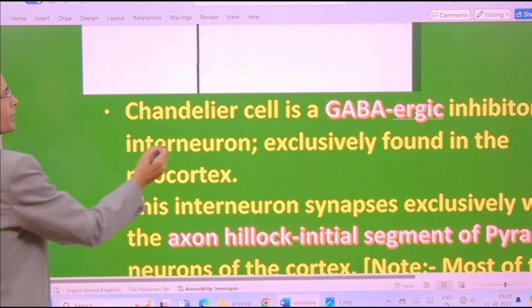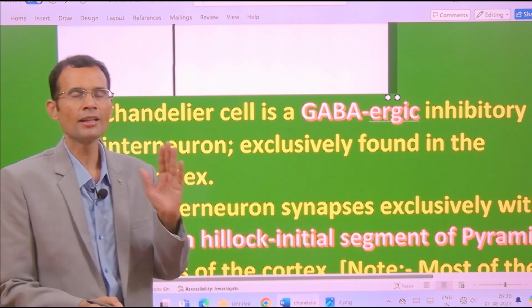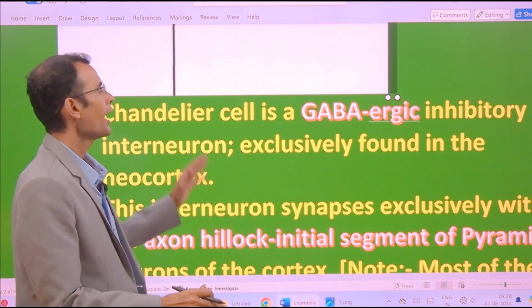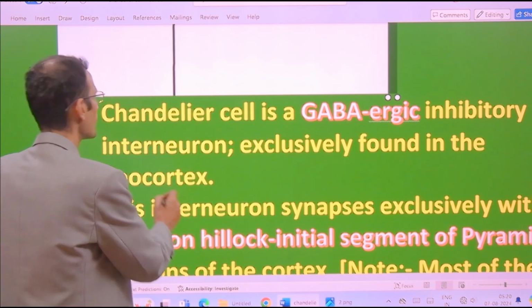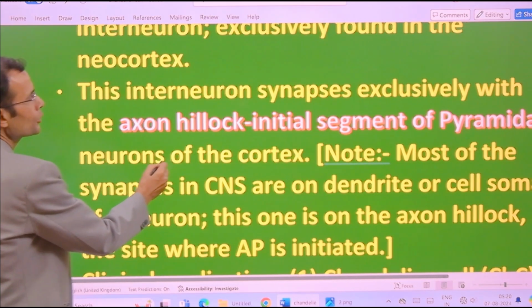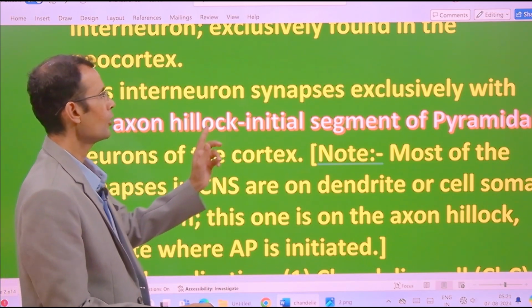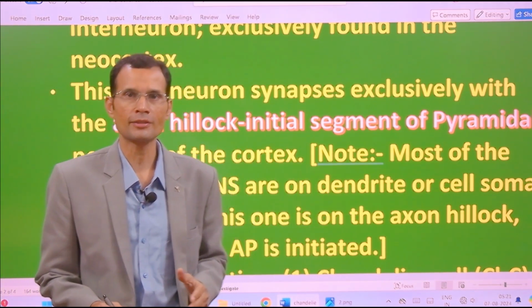So let's see what this cell is. Chandelier cell is a GABAergic inhibitory interneuron. It's an interneuron. Well, fine. It's a GABAergic inhibitory interneuron, exclusively found in the neocortex. This interneuron synapses exclusively with the axon hillock or initial segment of the pyramidal neurons of the cortex.